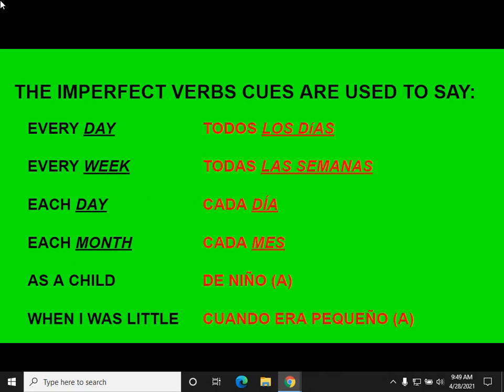So when we see these at the beginning of a sentence, then we know we're about to use the imperfect. Just like when we used to see the word yesterday or last week in front of a sentence, we knew that was going to be in the preterite.